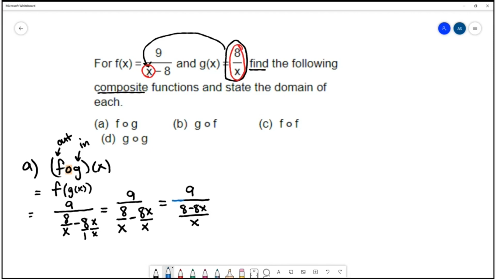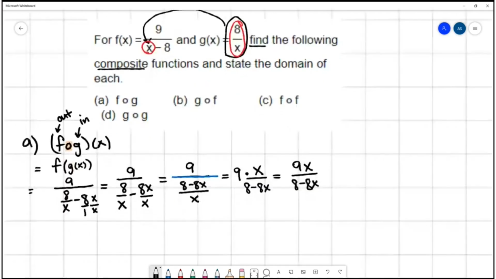And now I'm going to rewrite this division. The fraction bar means division. I'm going to rewrite that division as multiplying by the reciprocal. So we're going to get 9 times x over 8 minus 8x. And we'll multiply straight across, multiplying fractions. You multiply numerator times numerator and denominator times denominator, and that gives 9x over 8 minus 8x.